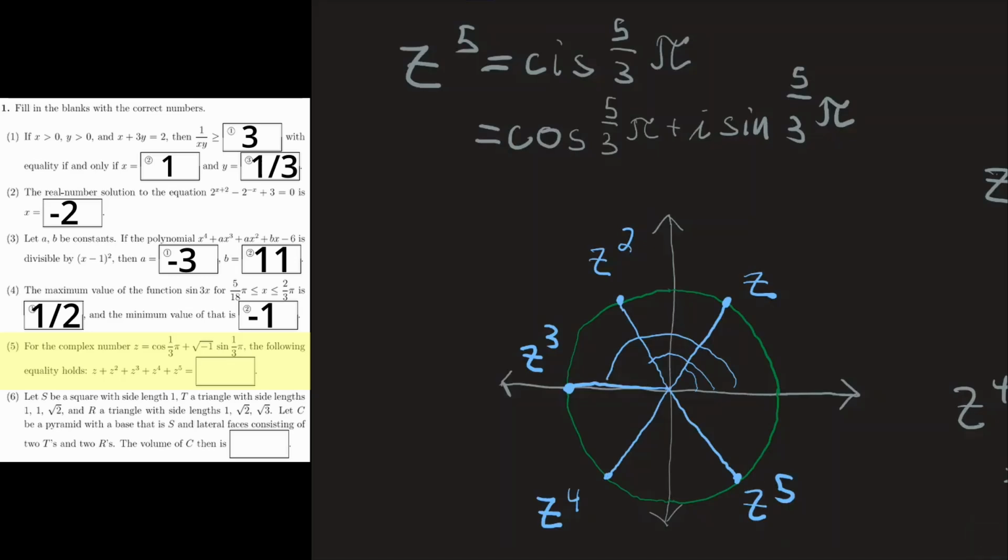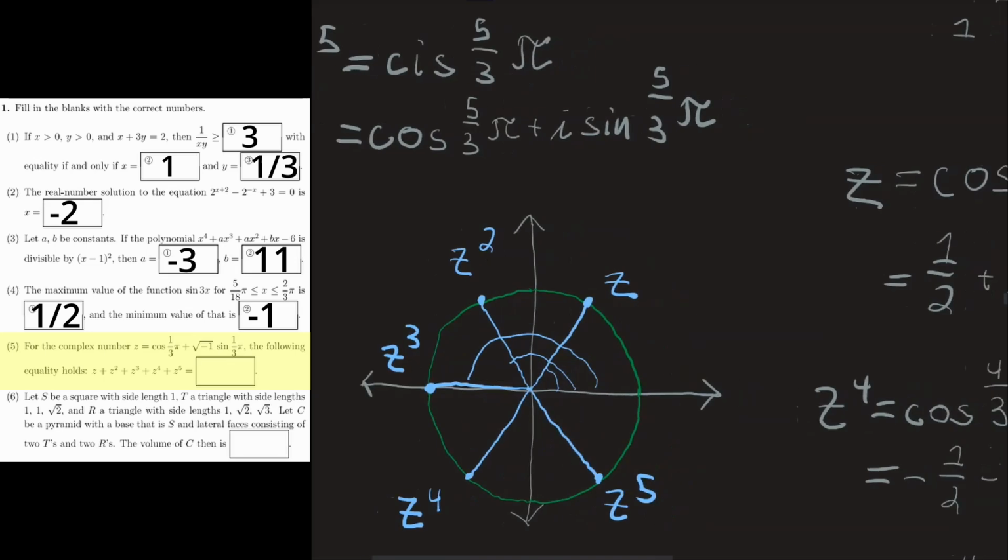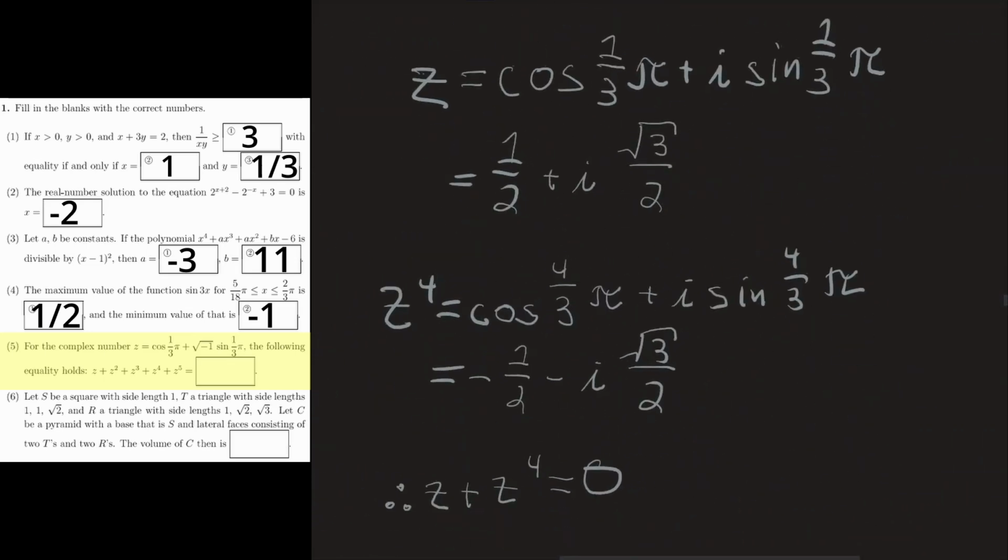Now the question asks us to add up all of these points. And what you'll notice is a lot of these points actually just cancel out. So z, for example, right here, it actually cancels out with z to the fourth. So you can kind of see just in this drawing, right? z goes to the top right here, and z to the fourth goes in the exact opposite direction. And both of the cis functions have a radius of 1, so they are both 1 unit away from the center. So they cancel each other out completely. And if the drawing doesn't convince you, then of course you could just do this algebraically.